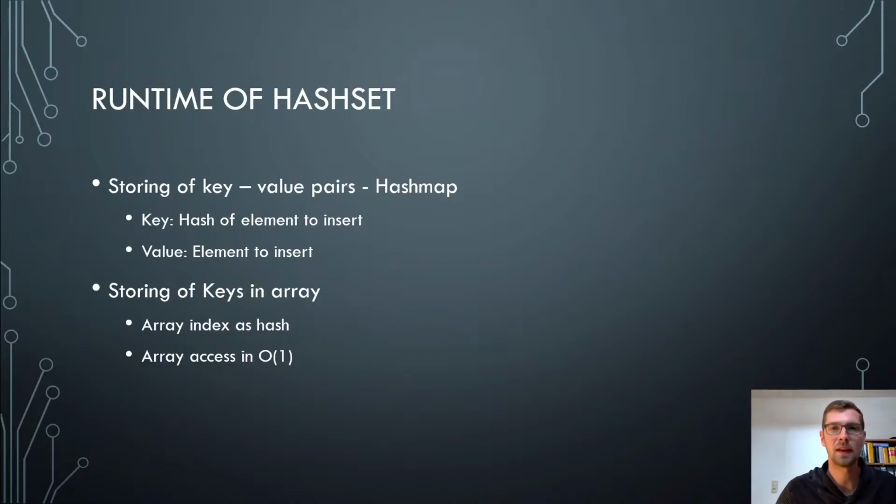The keys are usually the hash of the actual element that you want to insert into the hash set, and the values are the elements to be inserted into the set. The keys are stored in an array, and you can access this with the hashed element as index. That gives you an access time that is constant into the hash set, because access times of arrays are seen to be constant.